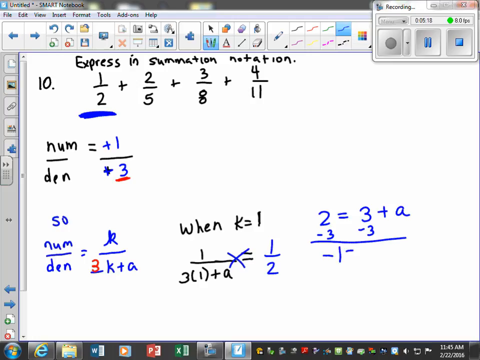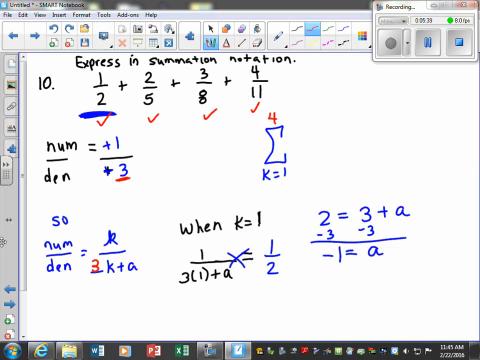So we're going to get negative 1 is equal to a. So our summation is going to be when k goes from 1 to how many terms do we have total? 1, 2, 3, 4. This is going to be how many terms we have. It tells us how far to carry the summation out.